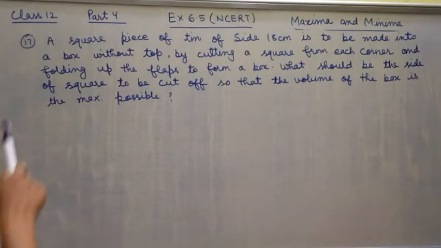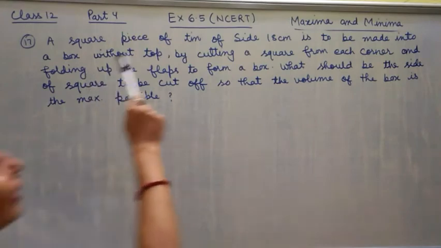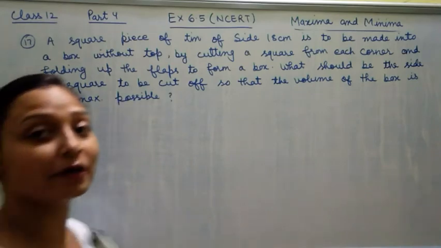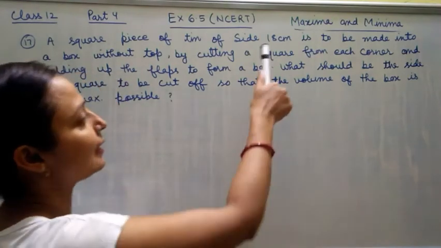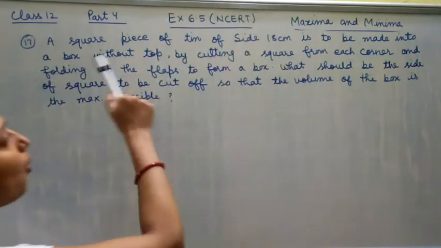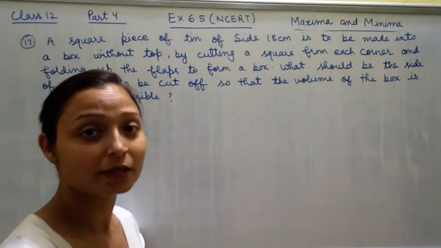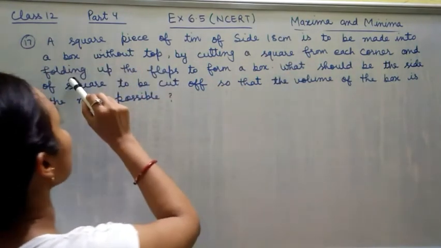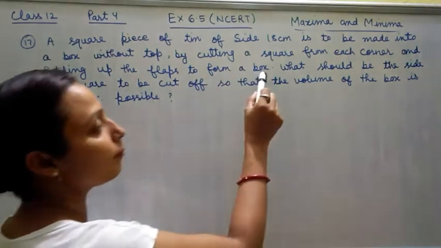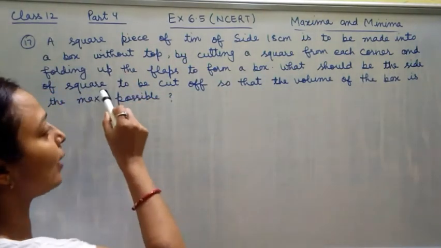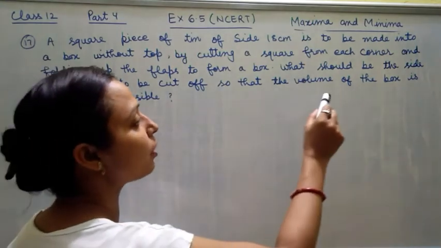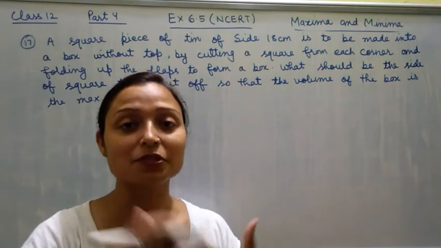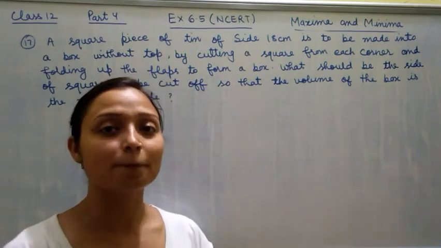Now I have taken the next question, that is question number 17. A square piece of tin of side 18 cm is to be made into a box by cutting a square from each corner and folding up the flaps to form a box. What should be the side of the square to be cut off so that the volume of the box is the maximum possible?